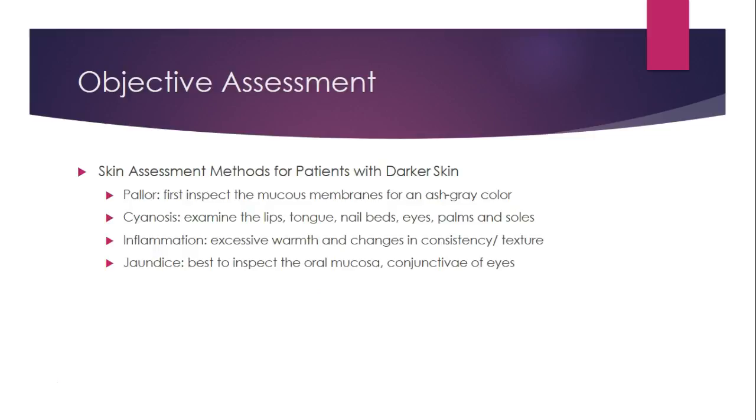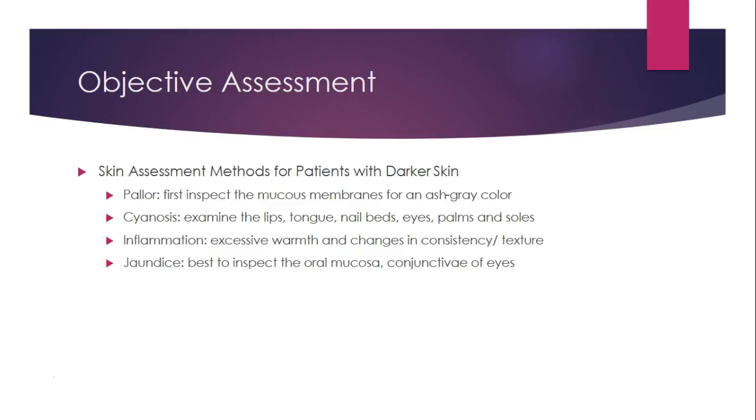So if somebody's got darker skin tones, such as African American, African, Native American, and so on and so forth, some of the things that you might want to look at to help you out with your assessment would be, for pallor, look at some of the mucous membranes. Are they pink? Are they well hydrated? Or is there kind of an ashy gray color? If we're looking for cyanosis, look at the lips, look at the tongue, look at the nail beds, look at the sclera of the eyes, look at the palms and then the soles.